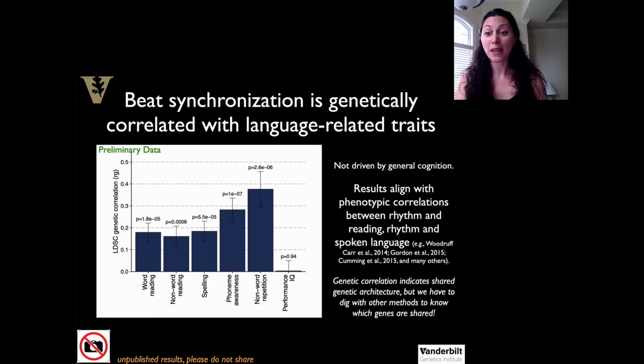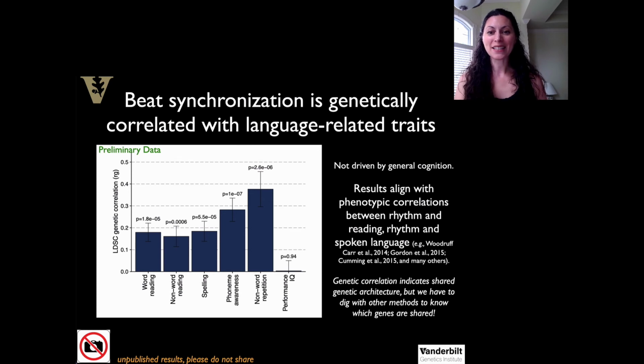Using that data, we've been able to compute genetic correlations between the beat synchronization GWAS and those language-related GWASs. We were very excited to see genetic correlations between beat synchronization and each of these reading-related traits: word reading, non-word reading, spelling, and phoneme awareness, as well as non-word repetition, which is a good proxy for spoken language and even spoken grammar skills. So these results really align nicely with findings from the literature of behavioral correlations between rhythm and reading and between rhythm and spoken language skills.